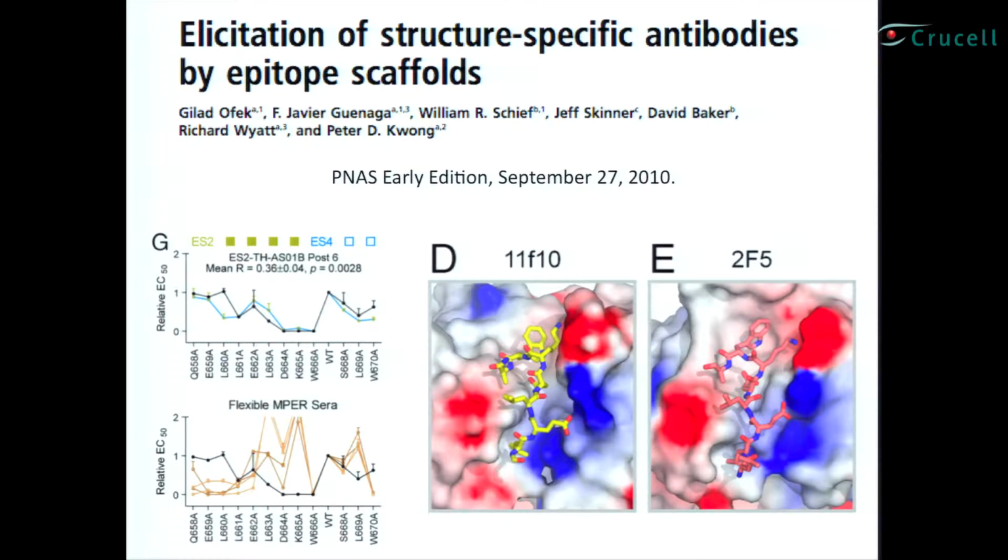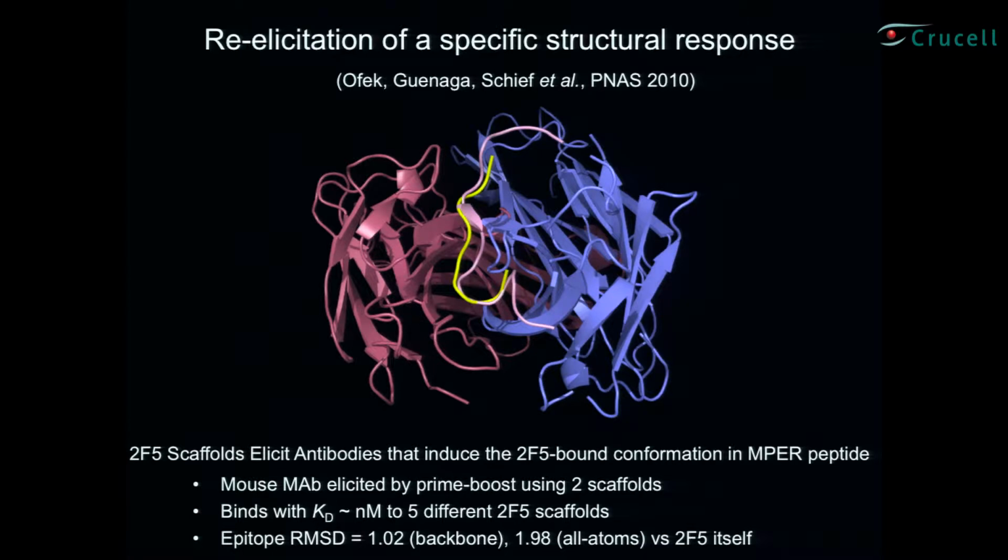quite similar. And just to show in this figure, if you just superimpose them, this is the mouse monoclonal in sort of red and blue. This long white or gray structure is the bound conformation of 2F5 peptide, and in yellow is the bound conformation of the peptide as bound to the mouse monoclonal. You can see here very clearly how similar the bound conformations of the epitopes are. And so this is sort of a direct crystallographic demonstration that we re-elicited a specific structural response.